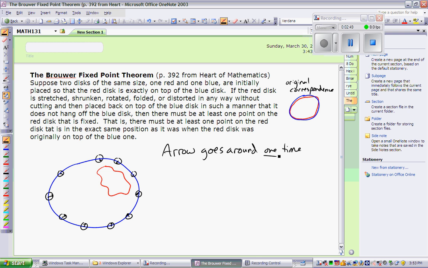Alright, so we give that a name, it's called the winding number. So the winding number when the compass is on the edge of the blue disk is 1, right on the edge.